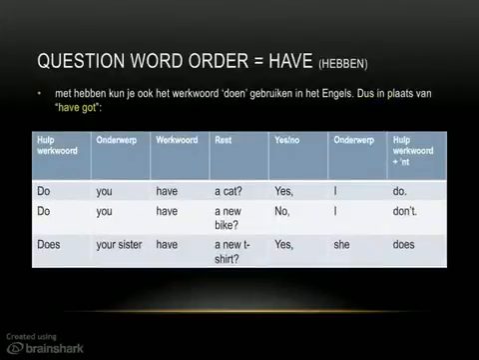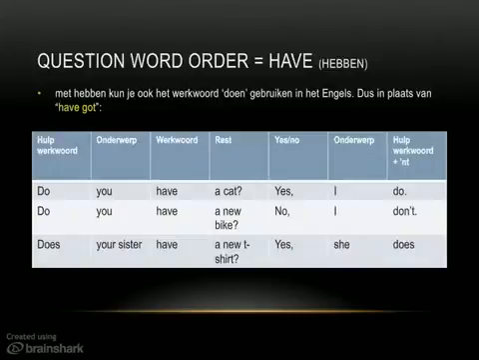For a sentence that does not have the verb to be, zijn, you can also choose to use the verb to do, doen. If you don't want to use have got, you can say, do you have a cat? So you can choose, have you got a cat? Do you have a cat?